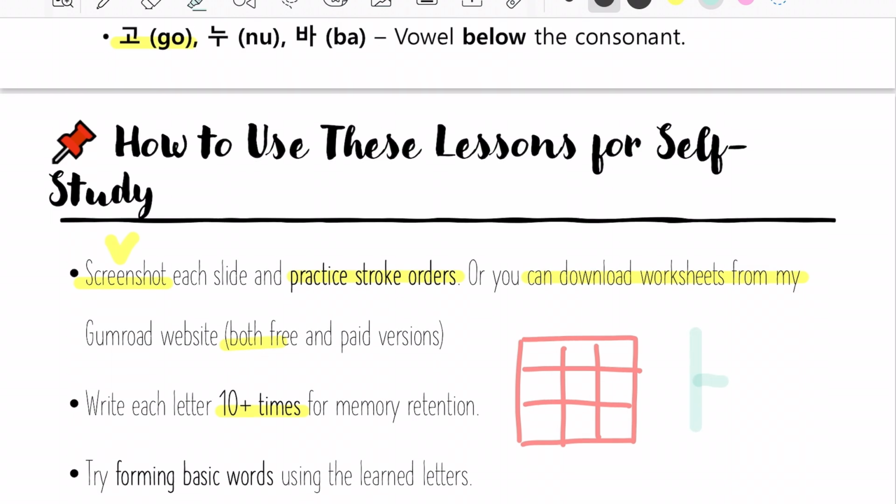And for the later part, I said, try forming basic words using learned letters. This one, you have to wait. Wait until you have finished learning consonants. So wait on that one.